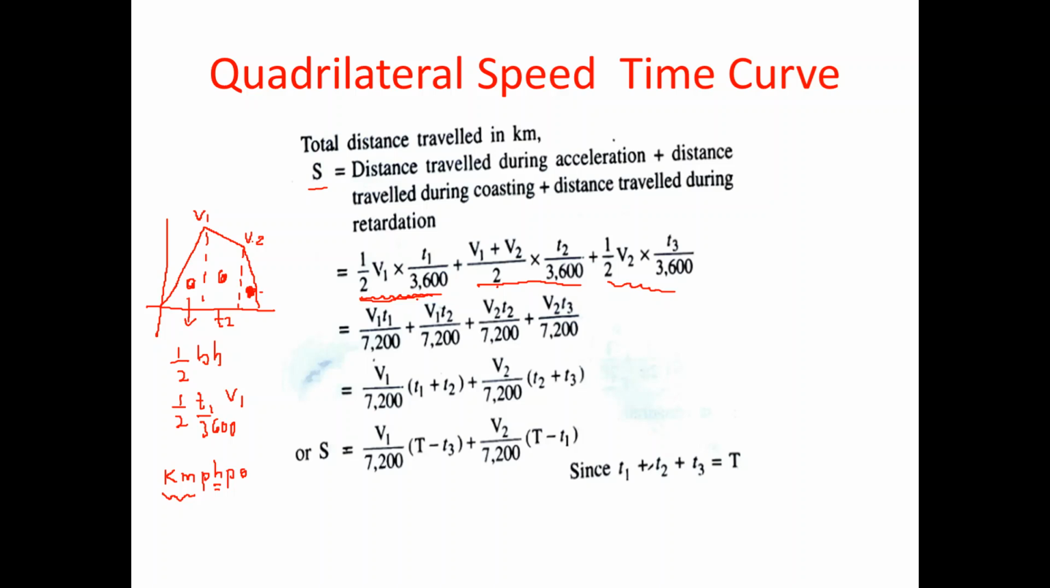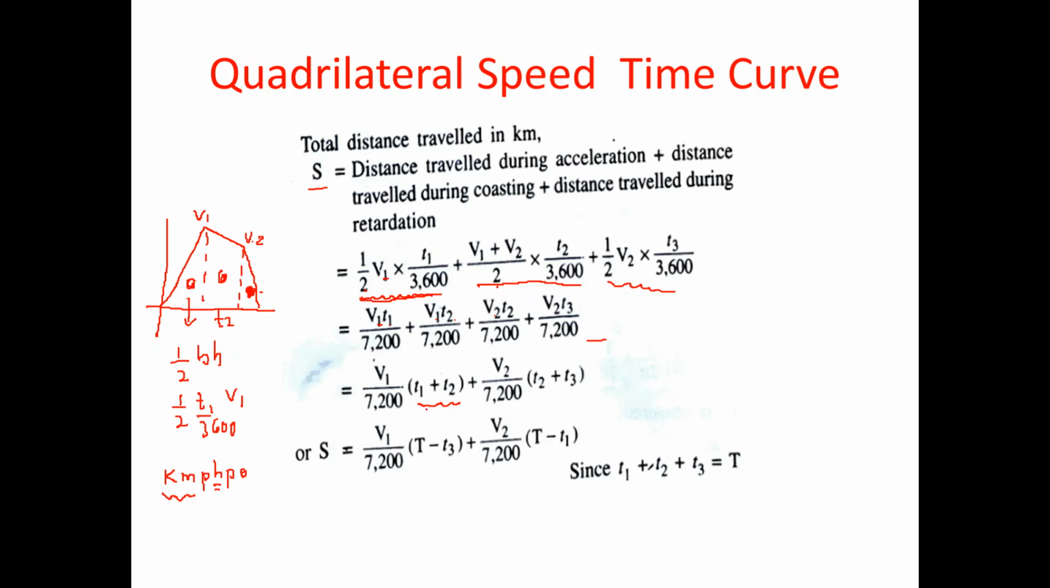In this way we calculate the distance, and now it is simply manipulations. V1 T1 divided by 7200, which is simply the multiplication of 2 into 3600. Then V1 into T2. Like that it is done here. Then V1 by 7200 is taken common, T1 plus T2. Then V2 by 7200 is also taken common, T2 plus T3.